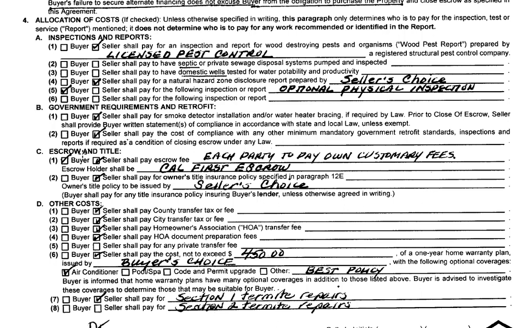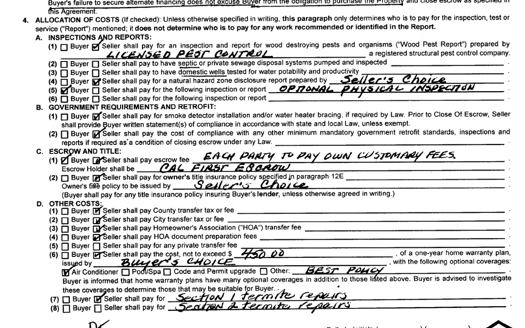Escrow and title. In most cases, buyer and seller are going to pay their own fees. However, do not put 50-50, because buyer and seller fees are different, of course, and they're not going to be split 50-50. The accurate way is to put each party to pay their own customary fees. Escrow shall be, if you're a Realty Network agent, we'd love for you to use Cal First Escrow.